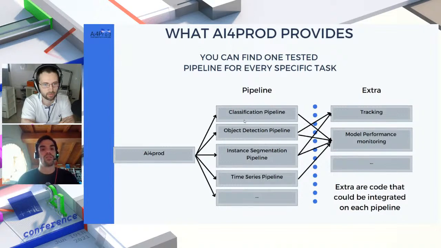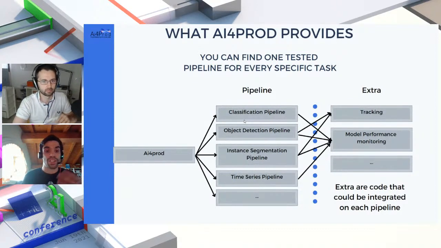So as I said, you can find in Ai4Prod all these pipelines already built in, and then also extra models that you can put on top of the pipelines that are already present. And actually, you can also integrate extra code, extra stuff on top of the pipeline in order to have extra capabilities and extra modules.